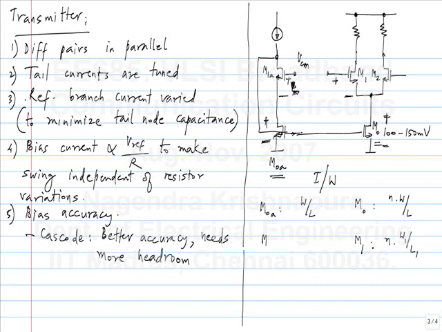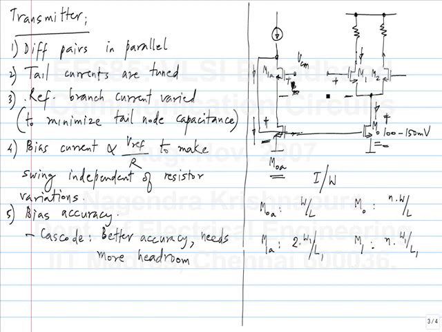What should M1A have? Should be 2 times W1 by L1, because the current flowing here is twice the current flowing here, whereas the current flowing here is the same as the current flowing here. So the current densities have to be the same. If the current densities are the same, and of course the lengths I assume are the same. So M0 and M0A have the same length, and M1, M2 and M1A have the same length. It's not of course necessary that M0, M1 and M2 have all the same lengths.